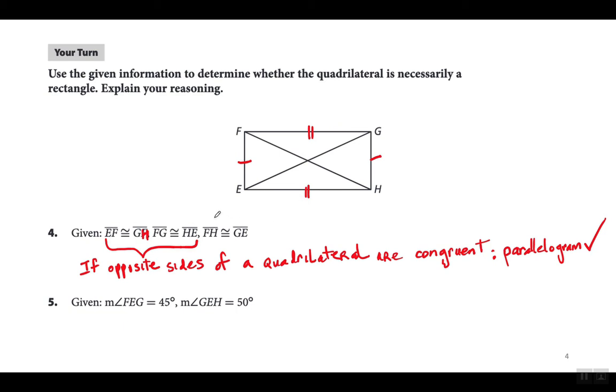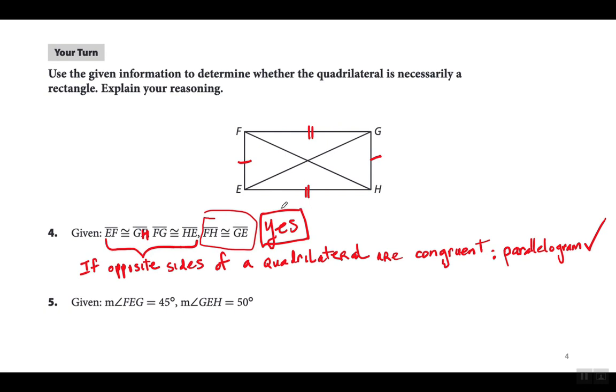Okay, now the second part right here says that the diagonals are congruent. Segment FH is congruent to segment GE. And if the diagonals of a parallelogram are congruent, then yes, we do have a rectangle. Yes, we can confirm that we have a rectangle.